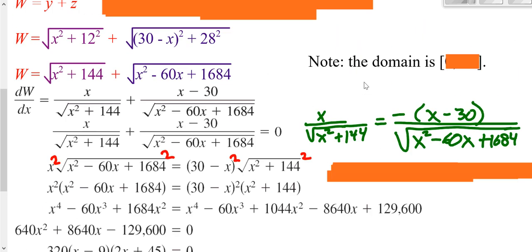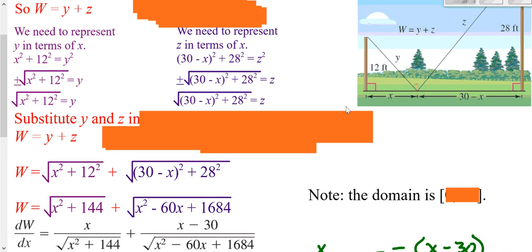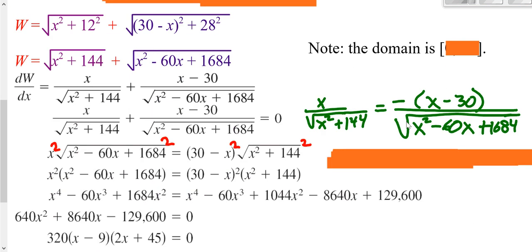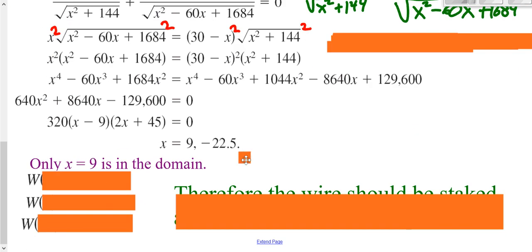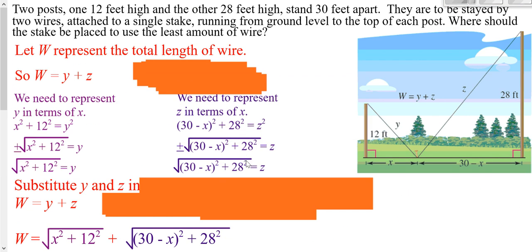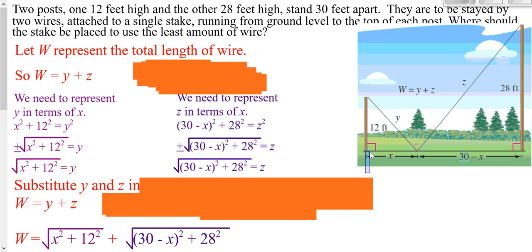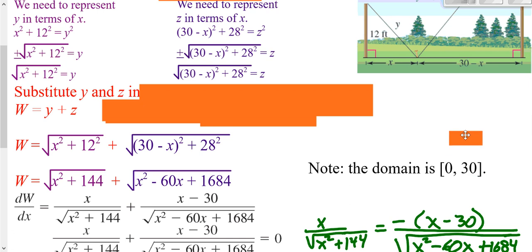Well, in the context of your problem, it doesn't make sense to have negative 22.5. You can only have a positive length. So we know we're only going to be dealing with 9. Oh, by the way, the smallest x could be would be 0. The biggest x could be would be to be able to go from here all the way over to here, which is 30 feet away. So the biggest x could be would be 30. So your domain is 0 to 30.